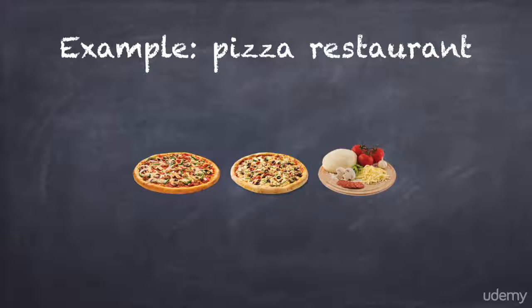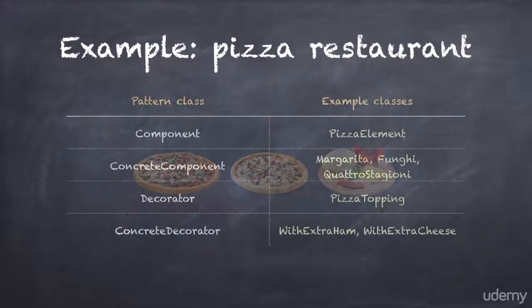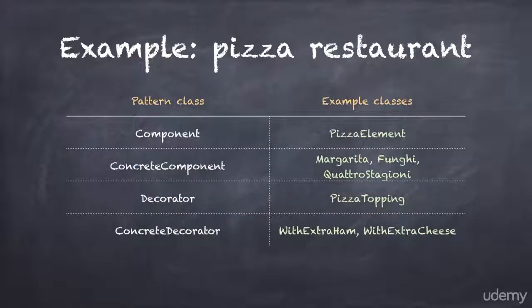There's also a concrete component called pizza that defines one of the standard pizzas. And there are separate decorator classes for each topping. Each decorator modifies the getPrice method to add its surcharge to the price. So, here are the classes I'll implement the pattern with. Let's take a look at the code.